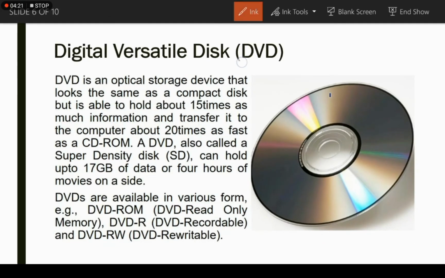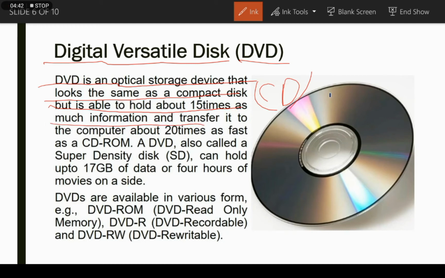Next one is DVD, which is known as digital versatile disc. A DVD is an optical storage device that looks the same as a compact disc, or CD. It looks like a CD, but it is able to hold about 15 times as much information and transfer it to the computer about 20 times as fast as a CD-ROM. A DVD is also called a super density disk or SD. A DVD can hold up to 17 GB of data.